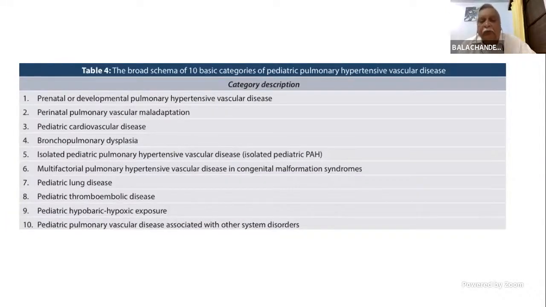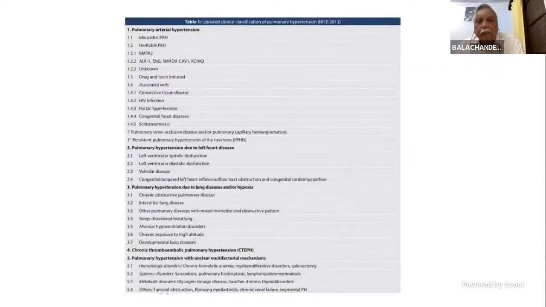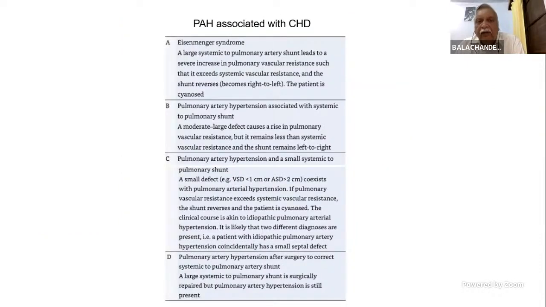And of course, for those people who are interested in pediatrics, there is pulmonary arterial hypertensive vascular disease. Next slide. Next one, please. We'll forget the Nice classification. So you have the same four categories which I have described: the Eisenmenger, the pulmonary arterial hypertension with systemic pulmonary shunt, and of course, after corrective surgery. Next slide.